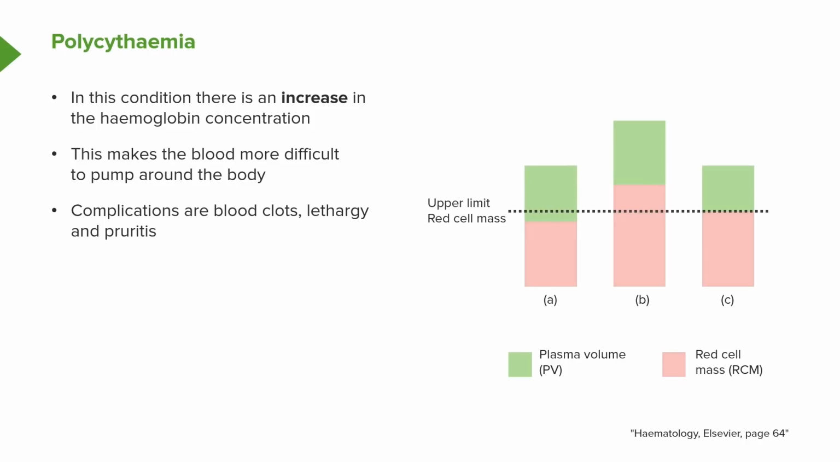But on the right is a condition where the red cell mass has increased, but it actually remains below the normal range. But here we have a reduction in the plasma volume. So actually we think there's polycythemia because the ratio is now abnormal, although there is not actually a true increase in the red cell mass. So if somebody's terribly dehydrated, you may see that sort of picture.